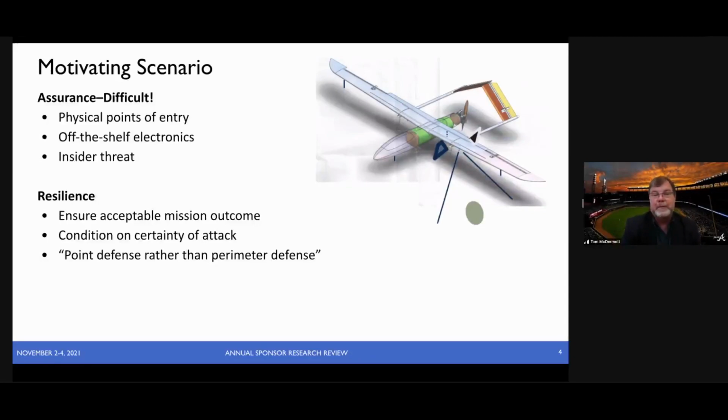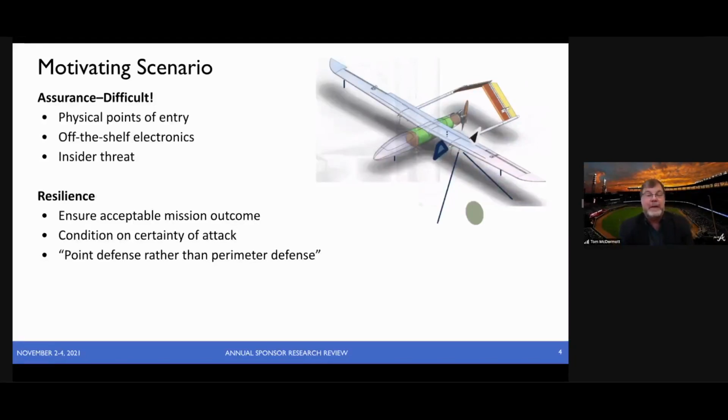And so assurance in these types of critical systems is quite difficult. There's physical points of entry. They have off-the-shelf systems in them. The presence of the insider threat can change those systems or the function of them. And so actually doing that and protecting or preventing it in the assurance domain is practically impossible.